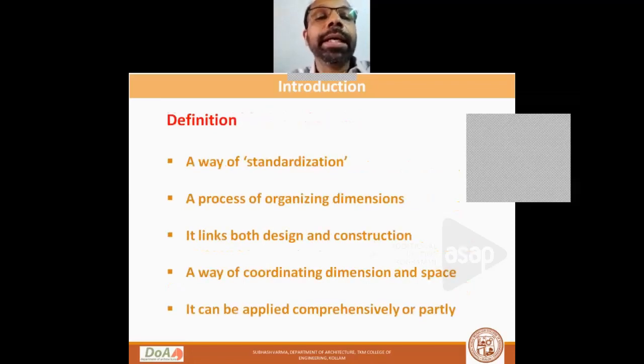As I said earlier, modular coordination is a way of standardization, basically standardization of dimensions. It is a process of organizing dimensions. It links both design and construction. It is also a way of coordinating dimensions and spaces. And it can be applied either comprehensively or partly. In any construction, you can apply this modular coordination concept either partly or to the whole building.